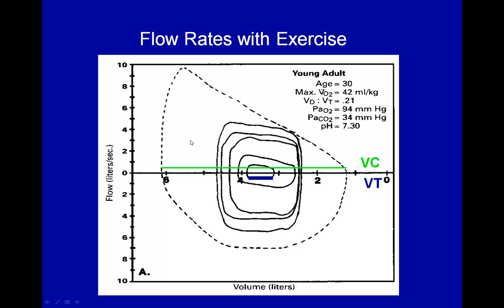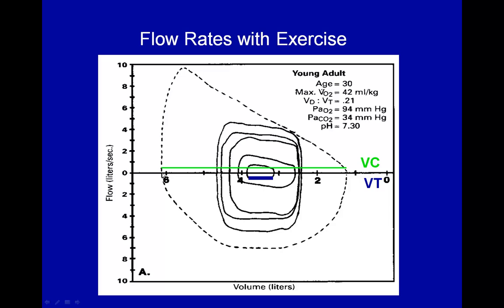When I do a forced vital capacity maneuver, I have my person breathe all the way in as deep as they can, and then blow that gas out. We have peak flow early in expiration. Flow decreases as they continue to squeeze that gas out, and then they breathe in fast and deep and close the loop as they go back to total lung capacity.